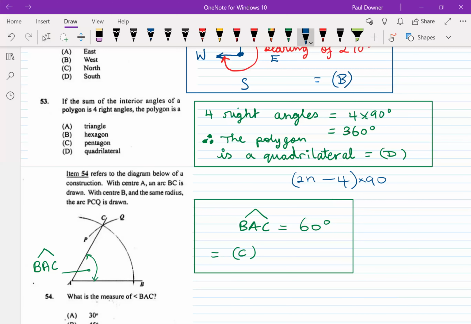So it'll be 2 times 4, which is 8. 8 take away 4 is 4. 4 times 90 is 360. And if you do it with the pentagon, which is 5 sides, you'll get 540.